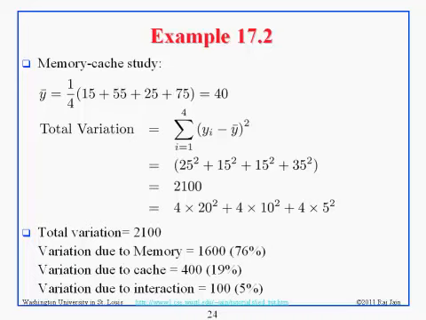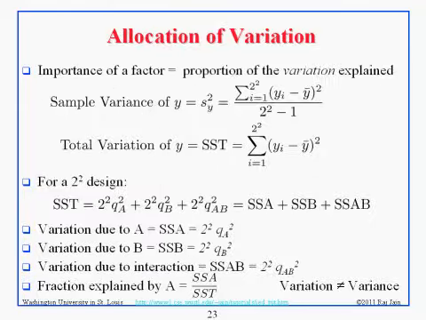And that can be broken into 3 parts. The first part is 4 times 20 square, the second part is 4 times 10 square, and the third part is 4 times 5 square. So this is 400 times 4, 1600. Second part is 400, and the third part is 100. In terms of percentages, this is 76%, this is 19%, and this is 5%.